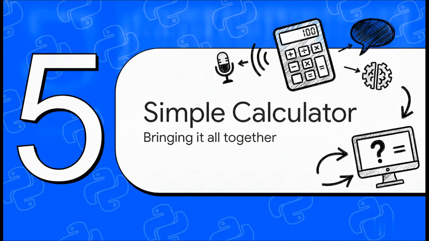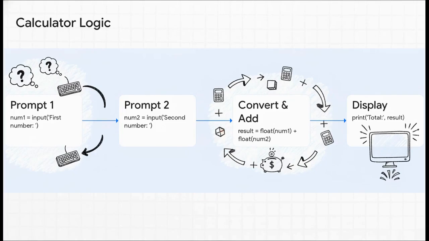Section 5. Building a simple calculator. Let's bring this whole shebang together. Now we have all the building blocks, speaking, listening, and translating, to sketch out our mini project. Notice how you are taking complete control here. First, you politely prompt the user for input. Then, you use the float function to safely convert those string answers into decimals. Next, you add them up. And finally, you use print to declare the final total.